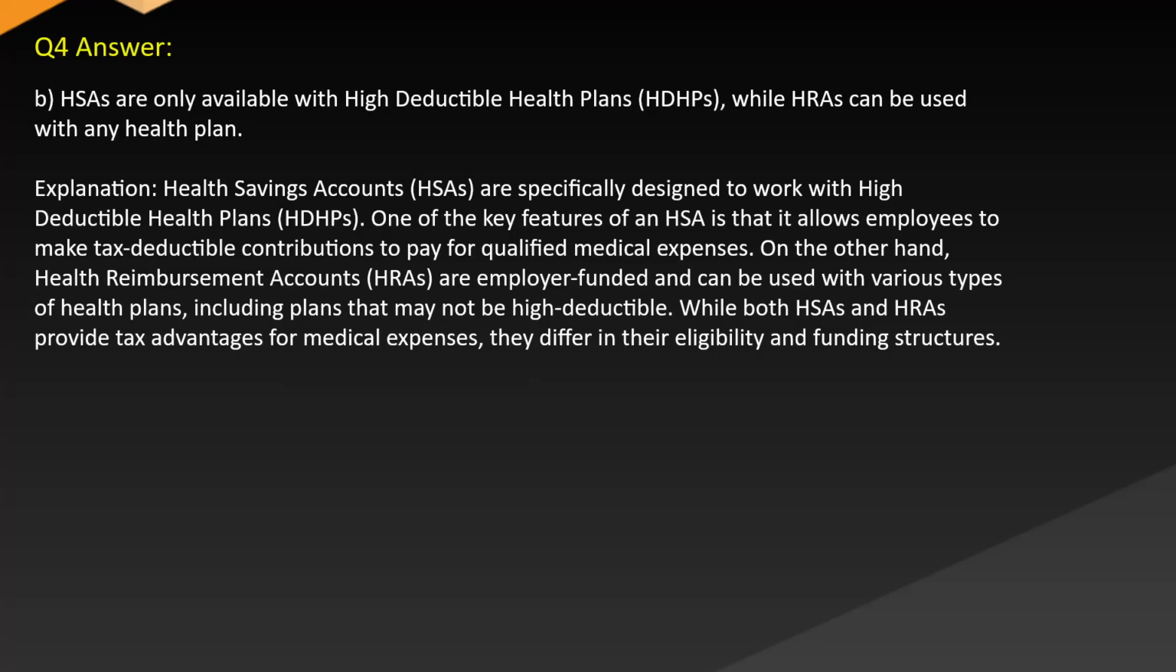Answer: B. HSAs are only available with high-deductible health plans, while HRAs can be used with any health plan. Explanation: Health savings accounts, HSAs, are specifically designed to work with high-deductible health plans. One of the key features of an HSA is that it allows employees to make tax-deductible contributions to pay for qualified medical expenses. On the other hand, health reimbursement accounts, HRAs, are employer-funded and can be used with various types of health plans, including plans that may not be high-deductible. While both HSAs and HRAs provide tax advantages for medical expenses, they differ in their eligibility and funding structures.